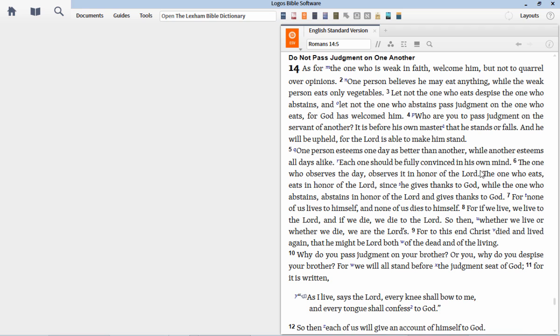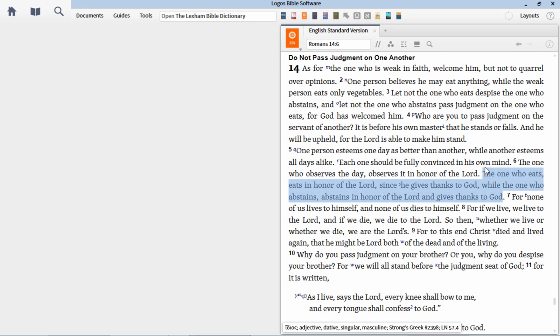Because if you keep reading, the very next sentence, the one who eats in honor of the Lord, since he gives thanks to God. While the one who abstains, if you don't eat, if you abstain from eating, it's called fasting. You fast in honor of the Lord. Now you might ask the question, did the early Christians really discuss which days you should fast and which days you should eat? Is that really a discussion?